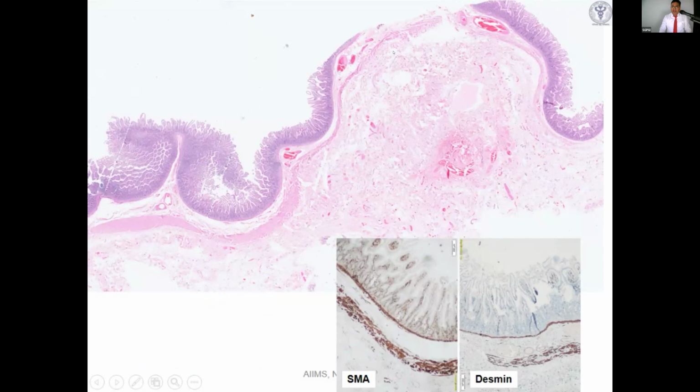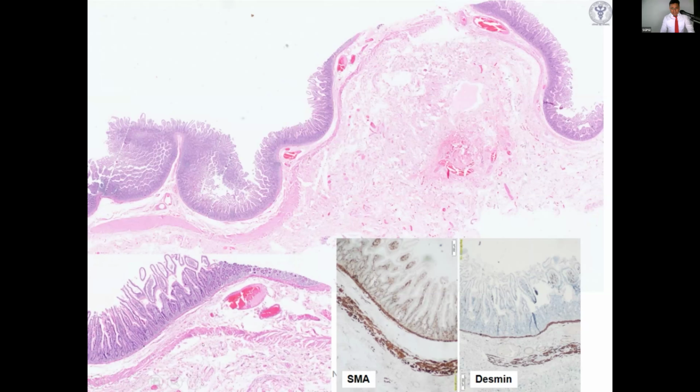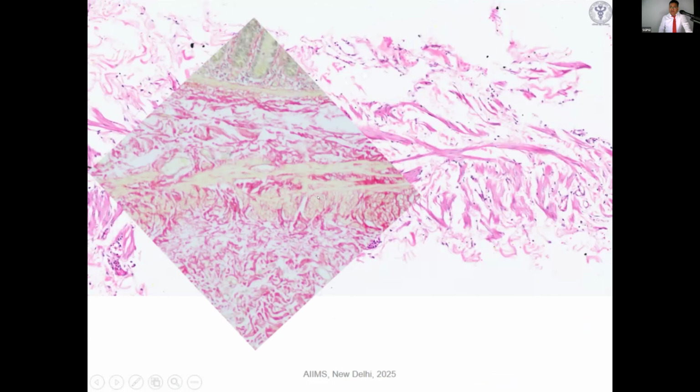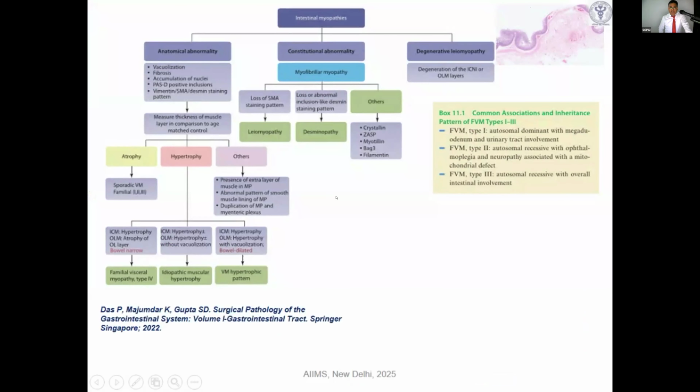So the muscle layer looks rarefied. In SMA and desmin stain also, we can see the muscle layer is lost. This is the internal control, muscularis mucosae. You can see that is present, normal. So this is the high power. You can see the muscle layer is possibly replaced by fibrosis. This is the high power. You can see it is rarefied and there is fibrous infiltration, which was confirmed on Sirius red stain. These are the collagen, which you can see infiltrating the muscle layer.